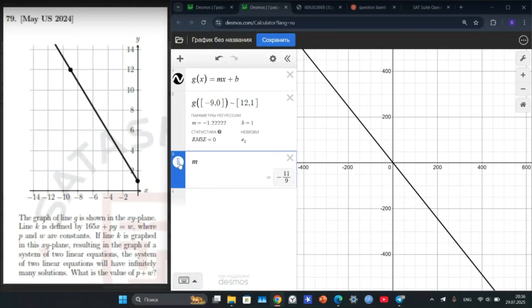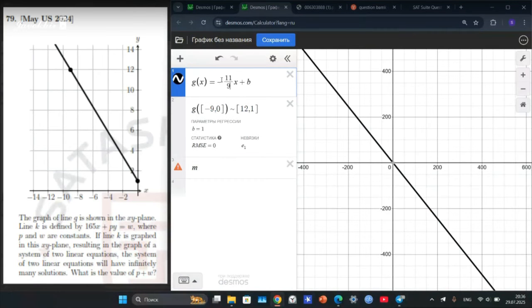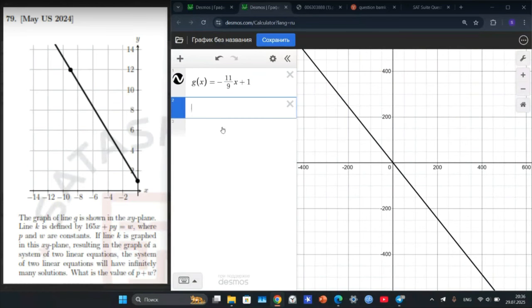All right, I found b. I found the slope, which is -11 over 9. The slope is -11 over 9, and b is 1. All right, I don't need that.